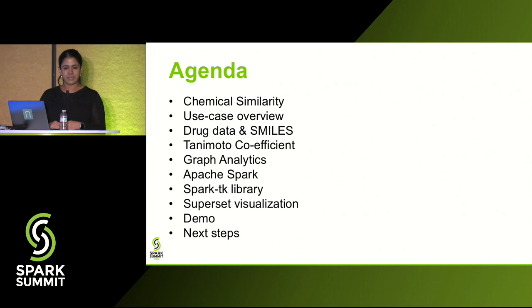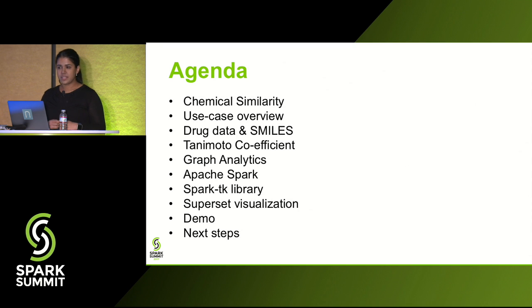So what we plan to talk about today, just a brief overview. What exactly is chemical similarity? That's the title of our talk. I'll go over the use case and give you an overview of the problem we're trying to solve. Then I'll introduce you to our data, which is drug data, and what SMILES is. When you're talking about similarity, the coefficient we're going to use is the Tanimoto coefficient.